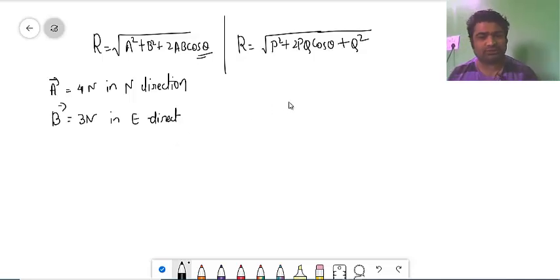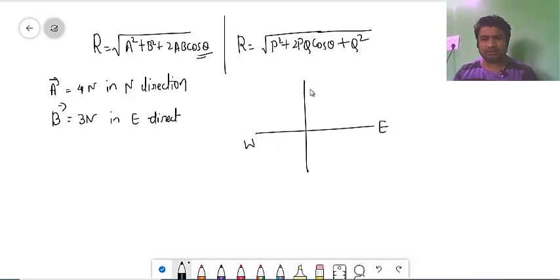The first and foremost thing you must do is graphically represent these vectors. If I draw here, this is my east, this is my west, this is my north, and this is my south. So 4 Newton in the north direction simply means this. Sorry, 4 Newton in the north direction. This is my A vector. Similarly, my B vector should be in this direction. This is my B vector.